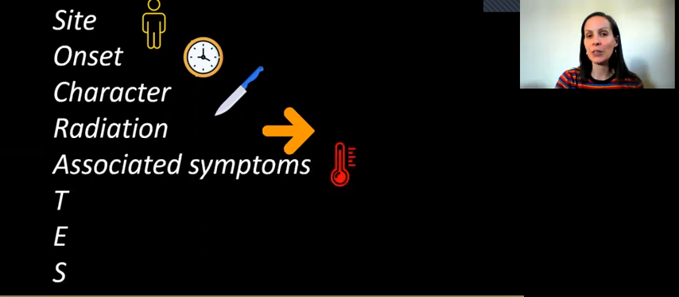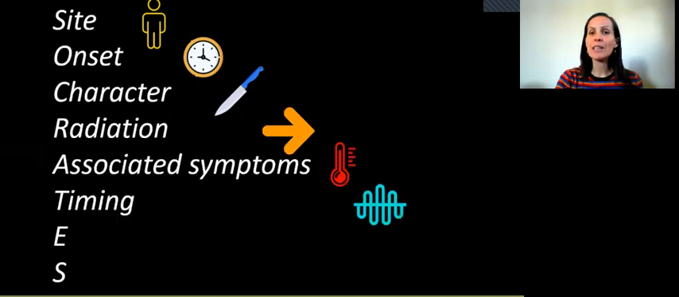A is for associated symptoms. Are there other symptoms such as a fever or vomiting or nausea or sweating that come with the pain? T is for timing. So this means, how is the time course of the pain? Does it come and go in waves? Is it constant? Is it worse at night or in the daytime? Is there some pattern to the pain?